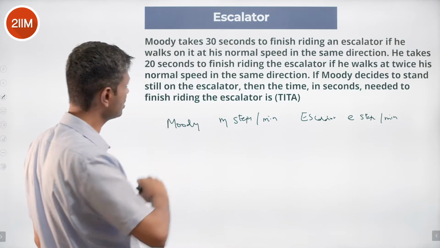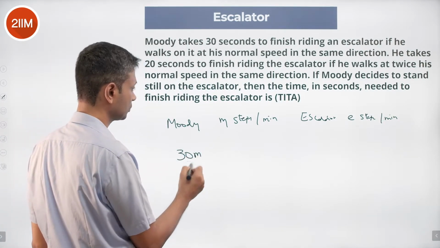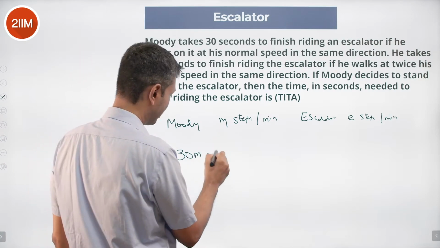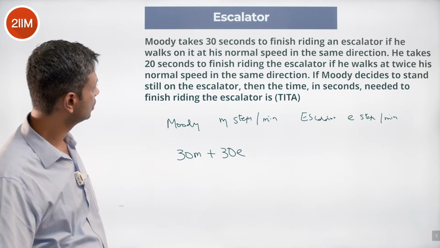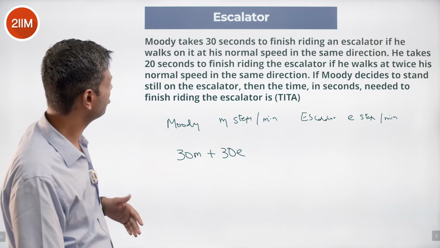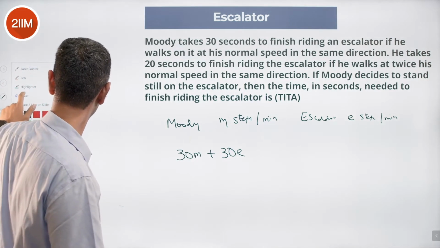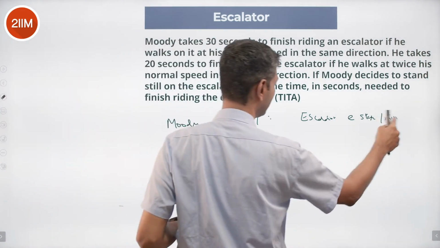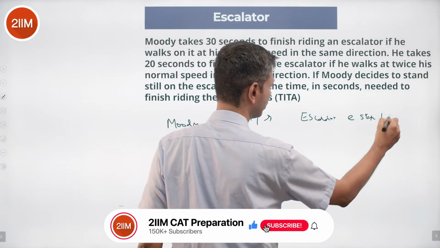So in the first instance, it will take 30 seconds. So 30m he is doing. Escalator will also be doing this plus 30e, that many steps are there. I make this as seconds. I don't want to deal with minutes. Very silly thing to take this as minute. Let me take this as second.